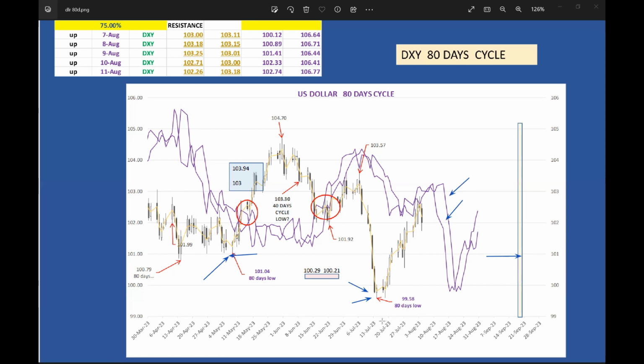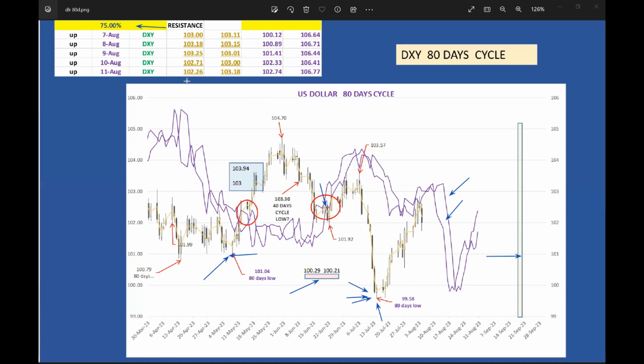The last time this year the US dollar crossed its cycle line was on the downside on June 15 and 21st at 102.49 and 102, providing a downside target zone between 129 and 121. With the low at 99.58 on July 14, the target has been met. The success rate for this cycle is 75%.